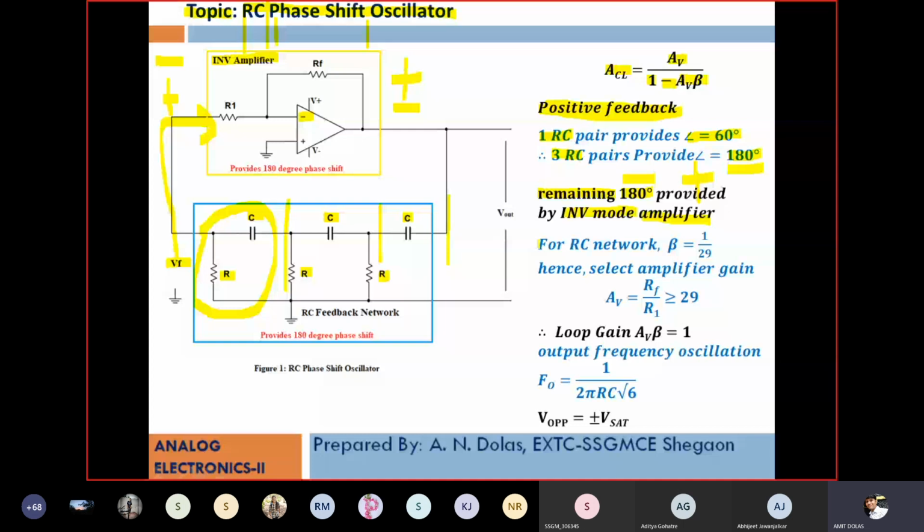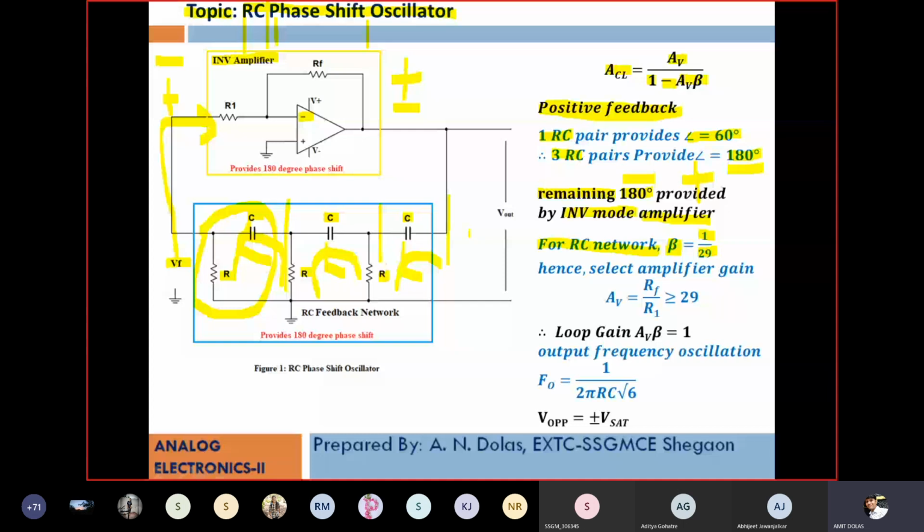RC networks, for the RC network, if you calculate beta, you may refer to D. Roy Choudhury for this topic if you are really interested, and find out how beta is equal to 1 by 29. The KVL expression for this RC network is given, where I1 is this, I2 is this, and I3 is this. 3 currents will pass in 3 loops, and what is the input to this feedback network? The input of the feedback network is V out, and what is the output of the feedback network? The output of the feedback network is VF.